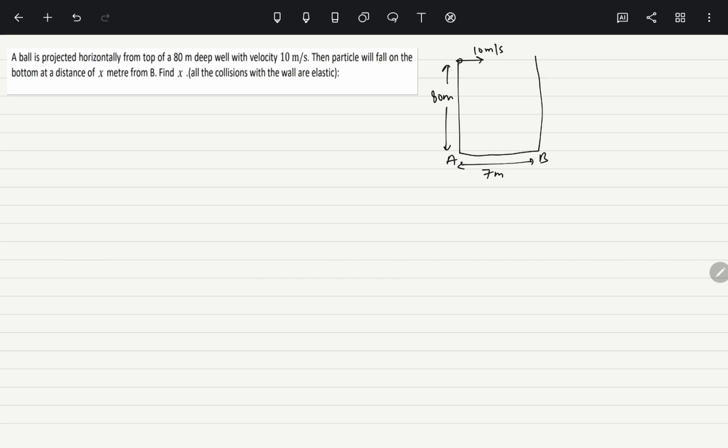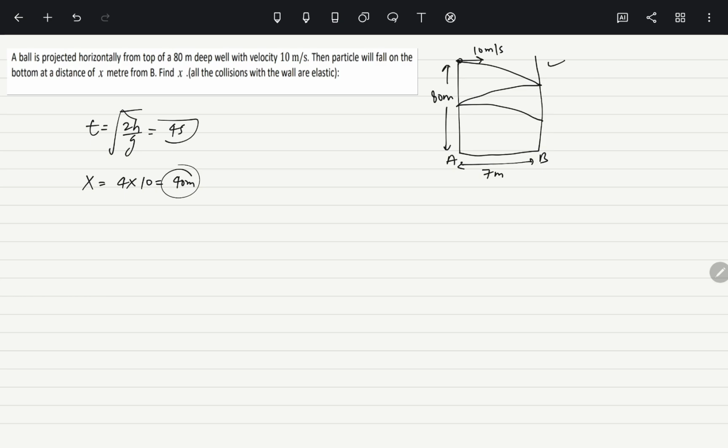So first of all, if we calculate the range, the time of flight of horizontal projection from a tower is square root of 2h by g, so it will come as 4 seconds. And in this 4 seconds, we can see 4 into 10, so it is coming as 40 meters. So that means the range, the displacement, is 40 meters. And because of this wall, it cannot go beyond this wall. So there has to be some collision. So it will go like this, then it will go like this. That's how the collisions will happen. All the collisions are elastic, so there is no energy loss.